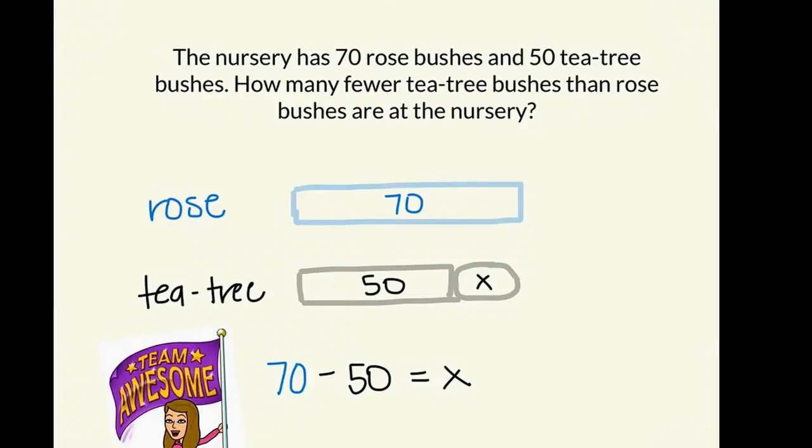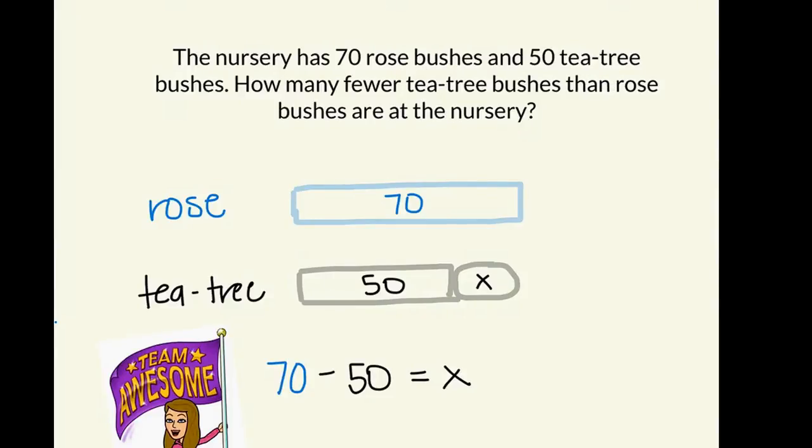Here we have another example to show you using comparison bars. This one reads, the nursery has 70 rose bushes and 50 tea tree bushes. How many fewer tea tree bushes than rose bushes are at the nursery? So they're asking here, how many fewer tea tree bushes? So we're comparing the amounts of rose bushes to the amount of tea tree bushes by finding the difference.